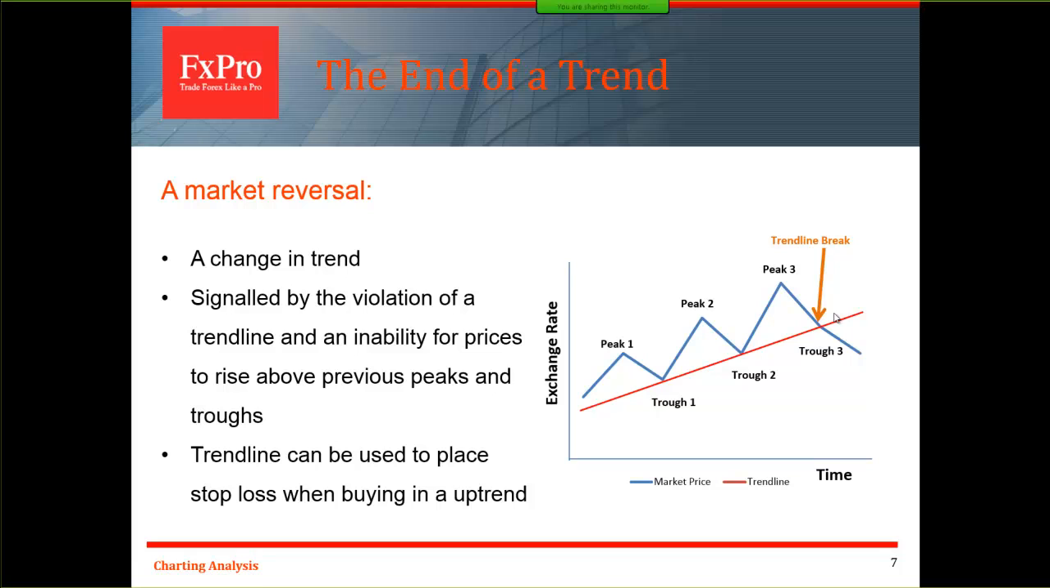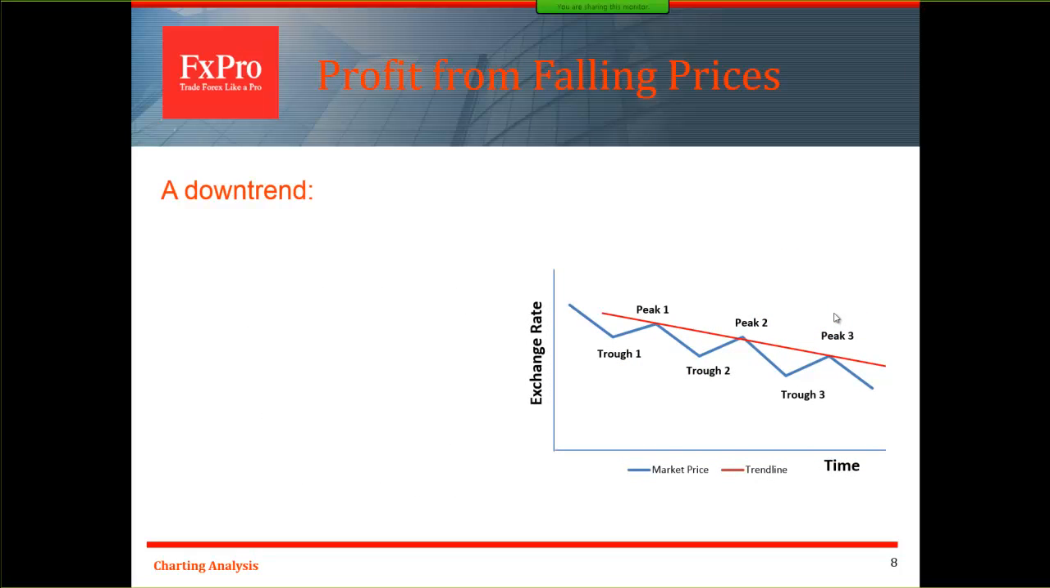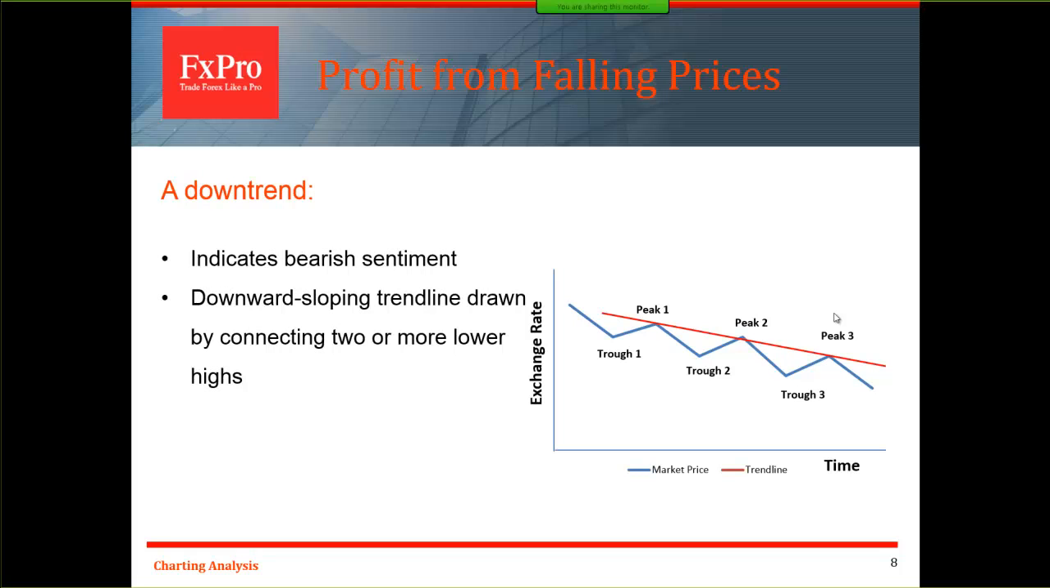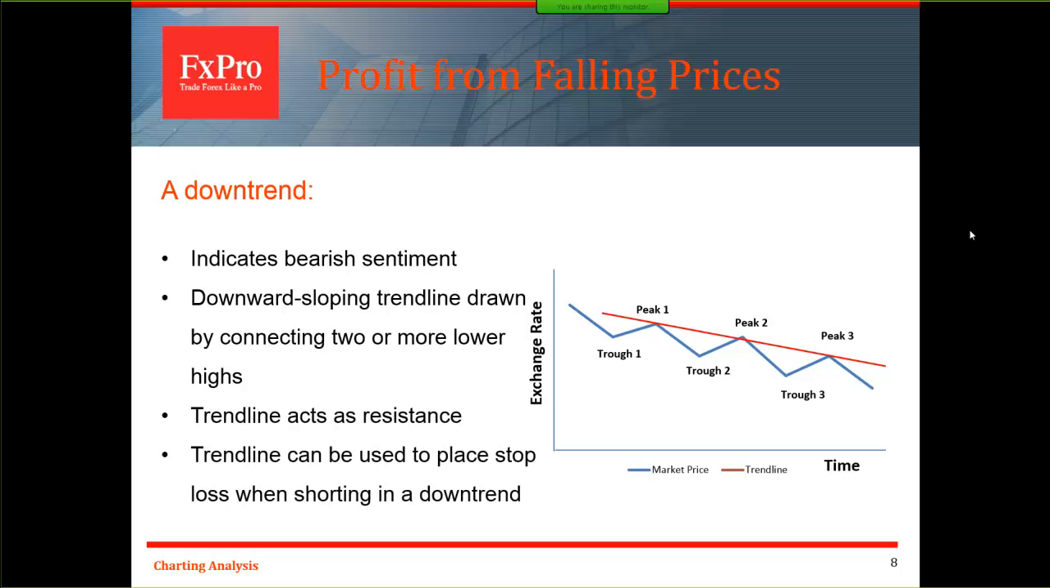Now that we've seen what an uptrend looks like, let's review a downtrend. The same logic applies, but here we see lower lows and lower highs. Consequently, the trend line is drawn by connecting the lower highs. Now, whereas in an uptrend the trend line acts as a support line, in a downtrend the trend line acts as a resistance for price. And again, it can be used to place a stop loss when shorting in a downtrend.